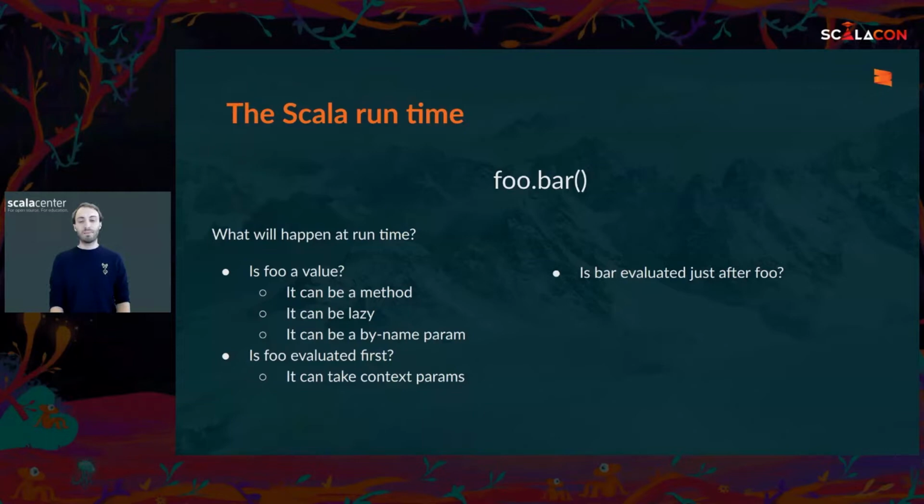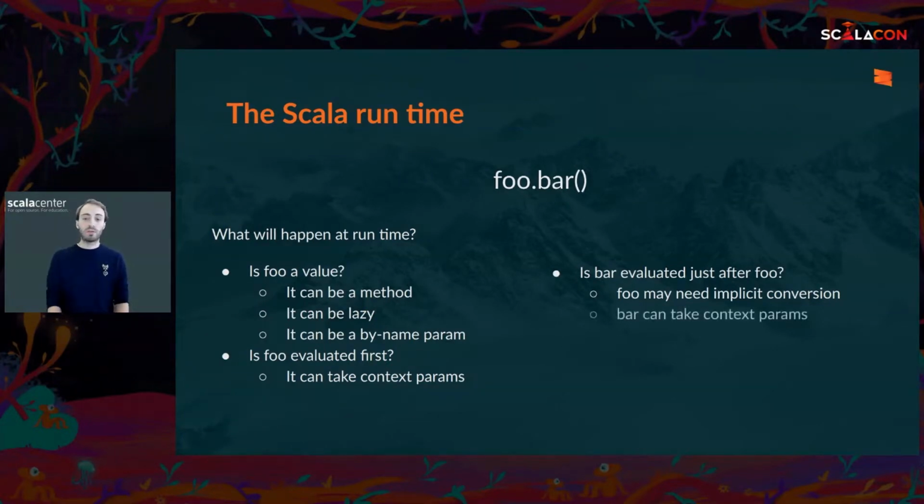No, it's not that simple, because maybe foo needs to be converted into something else before we can select bar out of it. And also because bar is a method, so it can take context parameters that could be evaluated, or it can also take default parameters that we also need to evaluate. So as you can see, for a simple expression like this one, in Scala, there are many different possible execution paths.